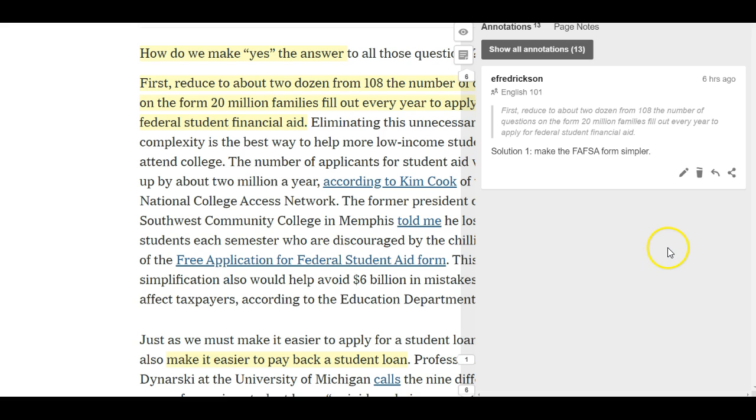Reduce to about 24 from 108 the number of questions on the form that 20 million families fill out every year to apply for federal student financial aid. So his first solution is to make that form, which is called the FAFSA, simpler. So that's solution one. Now that I know that, and I just put this in my own much simpler words here, I can take that and put that in my summary.